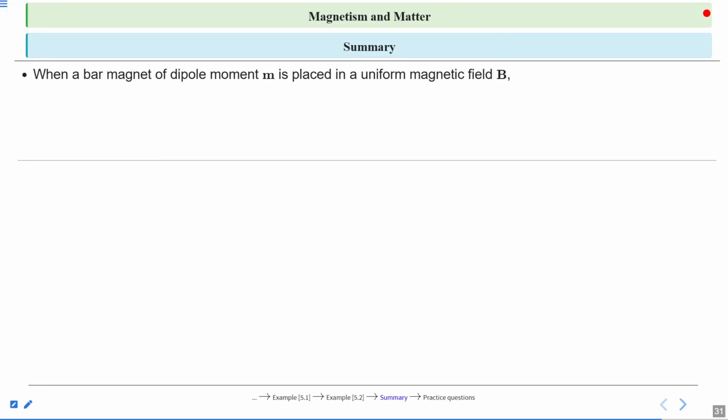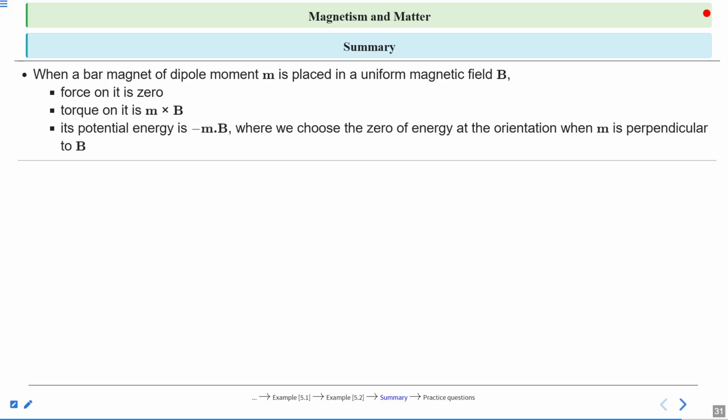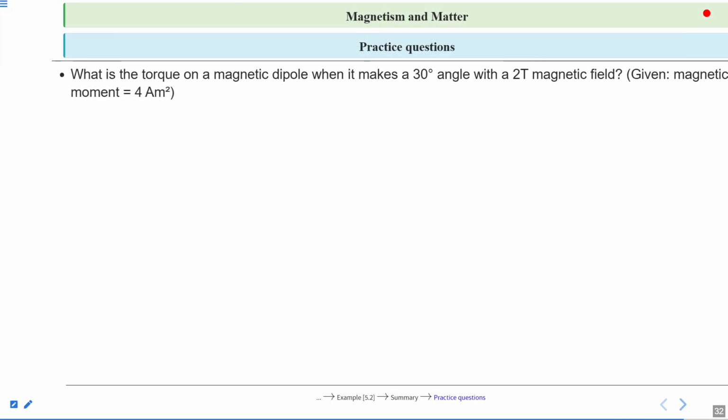Hence the PQ6 configuration corresponds to the lowest potential energy among all the shown configurations. Okay, so here is a summary. When a bar magnet of dipole moment M is placed in a uniform magnetic field B, the force on it is 0, the torque on it is M cross B, and its potential energy is minus M dot B, where we choose the zero of energy at the orientation when M is perpendicular to B.